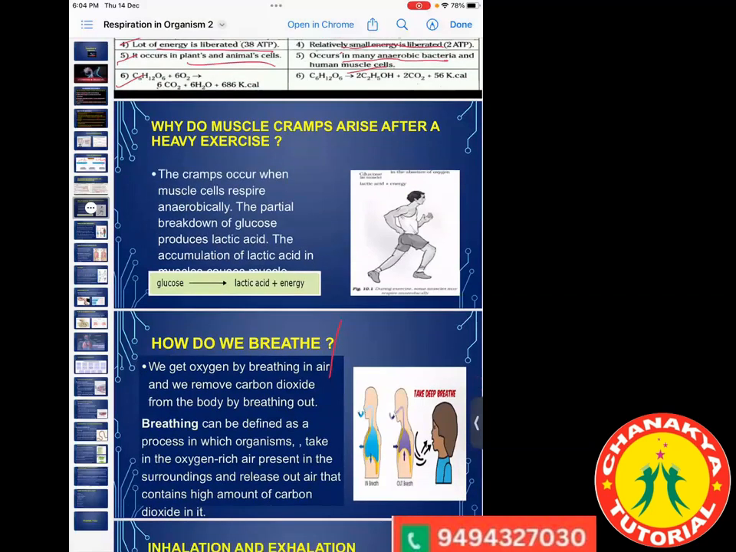Now the next question: why do muscle cramps arise after heavy exercise? As we discussed yesterday also, what happens when we are doing heavy exercise is that cramps will occur in our body.